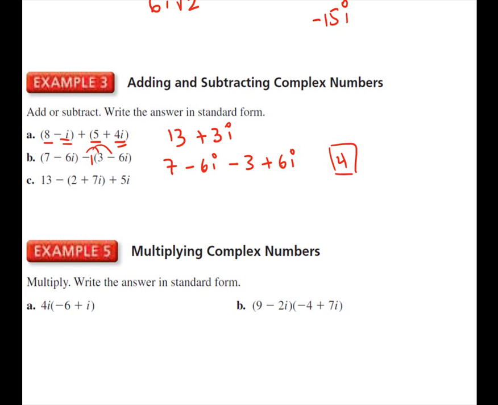Okay. Over here, anytime you have a negative in front of parentheses, you have to remember to distribute the negative to everything inside the parentheses. So we have this 13 here. I have to think of this as a negative 1, so distribute the negative inside the parentheses. That makes that a negative 2 and the negative 7i. And then we have the positive 5i on the outside. Now we combine like terms. 13 and negative 2 is 11. Negative 7i and positive 5i is negative 2i.